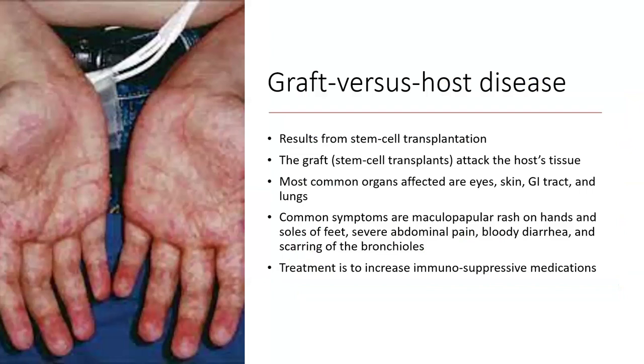Graft versus host disease. Graft versus host disease results from stem cell transplantation. The way that we get stem cells is we actually stick a really long needle, probably about 6-8 inches, into a patient's hip, and we are actually pulling out the bone marrow. And so this is where we get the stem cells from.